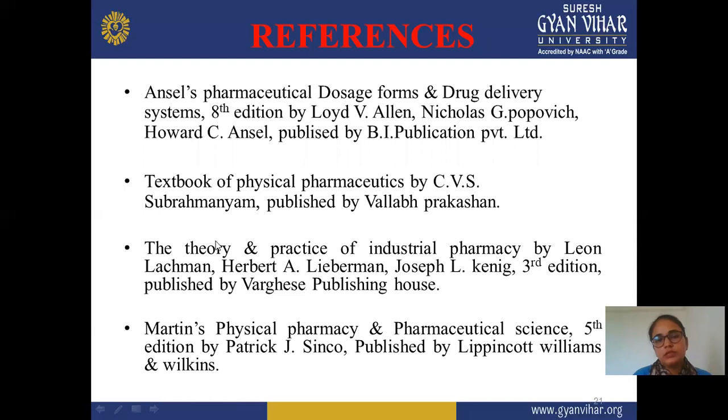After these learning outcomes, there's a reference section. The first reference is Ansel's Pharmaceutical Dosage Forms and Drug Delivery Systems, 8th edition, by Loyd V. Allen, Nicholas G. Popovich, and Howard C. Ansel, published by Wolters Kluwer. The second reference is Textbook of Physical Pharmaceutics, by Subramanian, published by Vallabh Prakashan. Next is The Theory and Practice of Industrial Pharmacy by Lachman, Lieberman, and Kanig, third edition. Next is Martin's Physical Pharmacy and Pharmaceutical Sciences, 5th edition, by Patrick J. Sinko, published by Lippincott Williams and Wilkins.